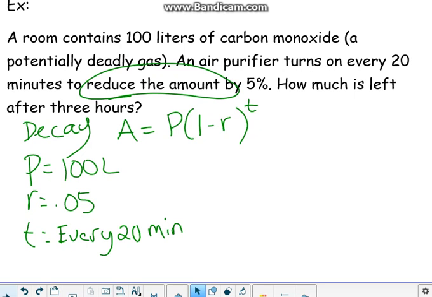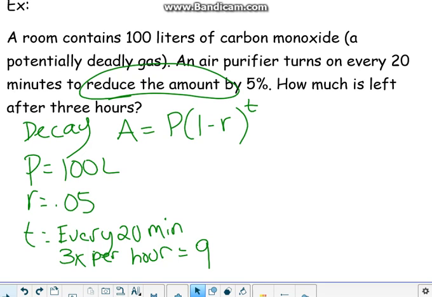Which means 3 times every hour. Three times over the course of 3 hours. Each hour we will end up with a total of 9 times we are decreasing or decaying the amount of carbon monoxide. So that means T is going to be 9.